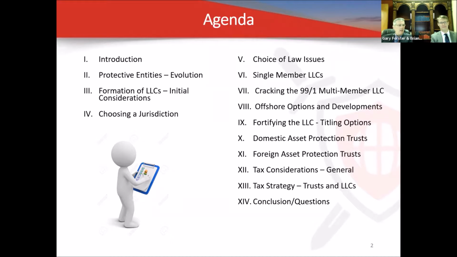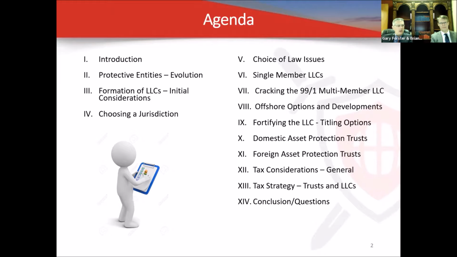We'll start with an overview and then we'll get into business entities, jurisdictional issues, some of the details associated with the weaknesses in the LLC and how we can ameliorate those weaknesses and fortify LLC structures, offshore options. We'll talk about exempt assets a little bit.